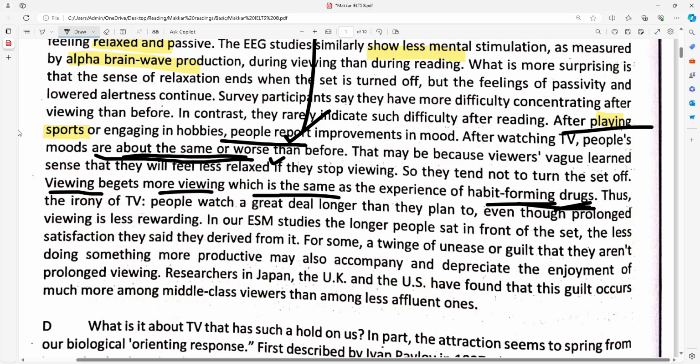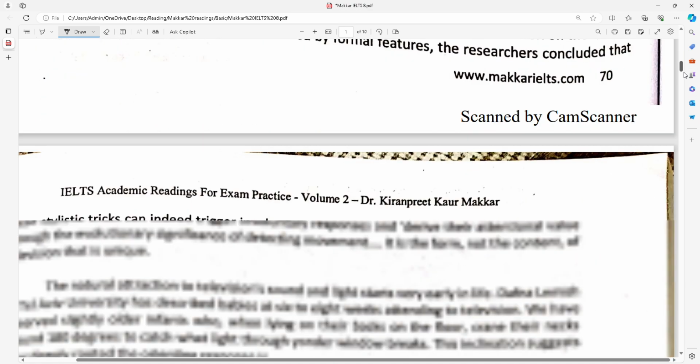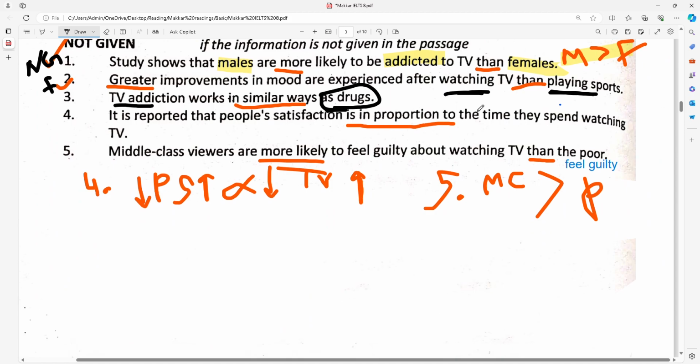So here they're saying viewing. Viewing is a synonym of watching TV. So they're saying here that if you watch more TV, you want to watch more TV, and the same happens in the case of drugs also. So the same mechanism is there in watching TV and being addicted to drugs. That means this comparison has been given straight away. In this case, TV addiction works in similar ways as drugs. This statement is true because they have right away said that both of them work in a similar way.